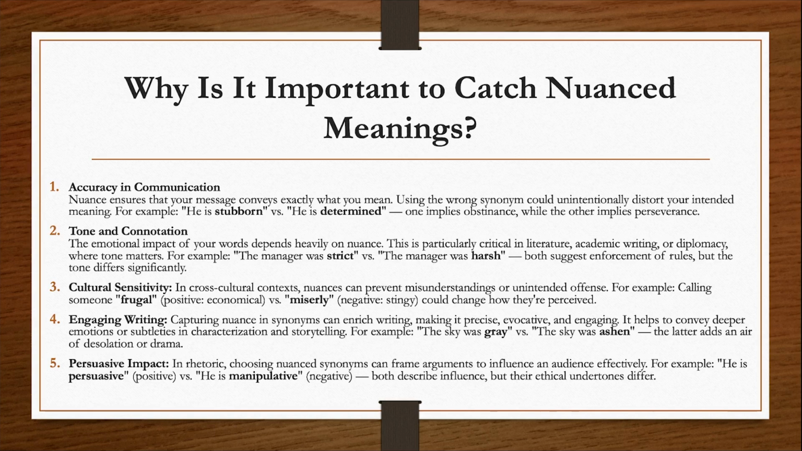Now, cultural sensitivity, let's see what it says. In cross-cultural contexts, nuances can prevent misunderstandings or unintended offense. For example, calling someone frugal is positive, that is economical, someone who thinks before spending money, whereas calling someone miserly is negative, stingy. That means someone who doesn't spend money at all, or who thinks a lot before spending money.